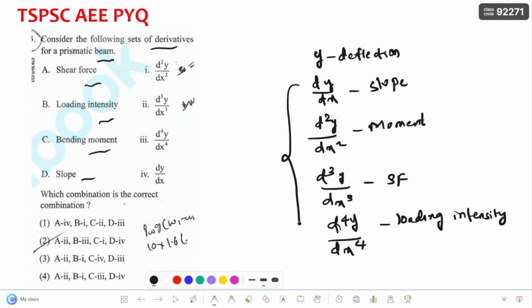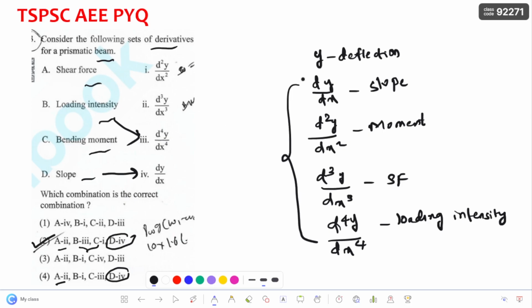With this you can see the options here. Here you can see dy by dx is nothing but slope, and d power 4 is the loading intensity. Here you can see both are there. Next you can see A2 is there. Next you have to find between B and C. V is shear force and w is loading intensity, which is nothing but d power 4 y by dx power 4. That is B, 3 and 2, the correct option.